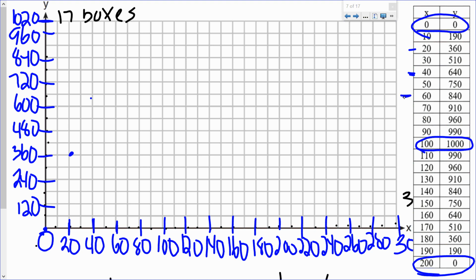60, 840. 80, 960. 100, 1000. That's going to be a little bit less than 1020. 120, 960. 140, 840. 160, 640, a little bit less than 660. 180, 360. And 200, 0.